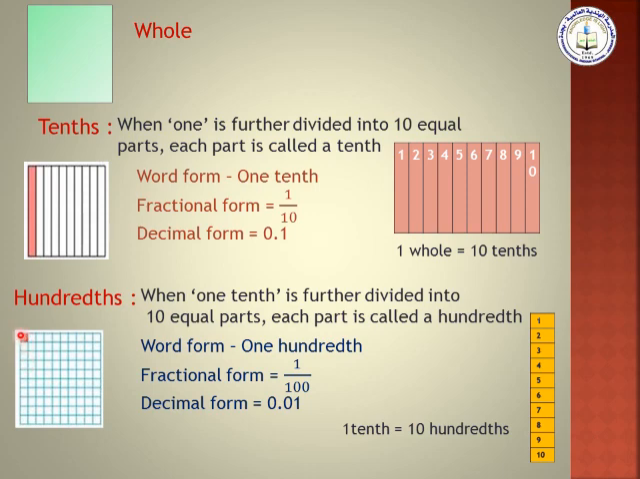Here only one small rectangle is shaded. This is 1/100. The 1/100 we can write in fractional form as 1 divided by 100. The same way, decimal form is 0.01. In 100, there are 2 zeros. So, after the decimal point, we should keep 2 digits. Here only 1 digit, so we should add 1 more zero with that. Next, there are 10 hundredths. This 10 hundredths make a tenth. So 1/10 is equal to 10 hundredths.